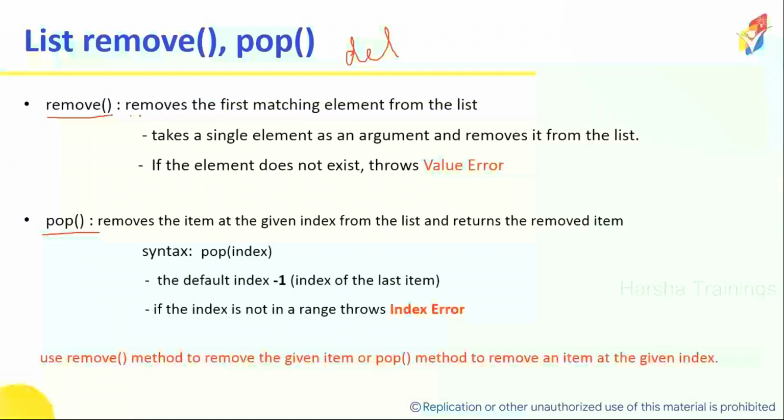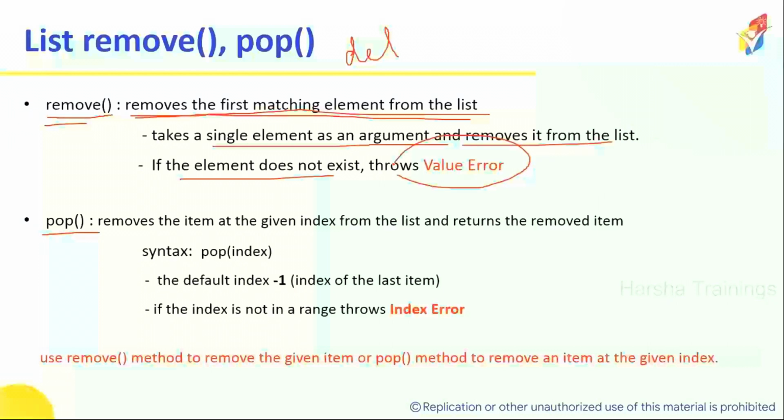The remove function removes the first matching element from a given list. It takes a single element as an argument and removes it. If the element is not available, it returns a value error. Now, what is the pop function? The pop function removes the element from the given index and returns the removed element. Whatever element was removed will be given to us.